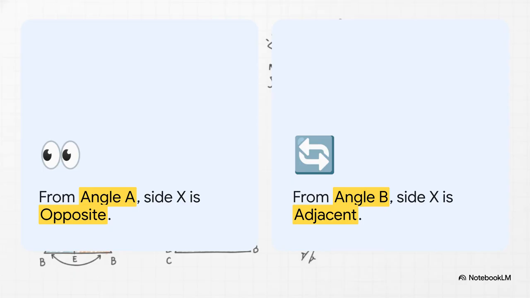Now, what's really interesting about this slide is that it completely shatters a super common misconception. You know, people often think the opposite and adjacent sides of a triangle are these fixed structural walls, kind of like the floor or the ceiling of your bedroom. They just are what they are. But look closely. When we mark angle A as our reference point, side X is way across the triangle. It's the opposite side. But if we metaphorically walk over and stand at angle B, suddenly side X is right next to us. It becomes the adjacent side. The physical triangle itself didn't change size, it didn't change shape. Only our marked acute angle did. The labels completely swap just based on your perspective.